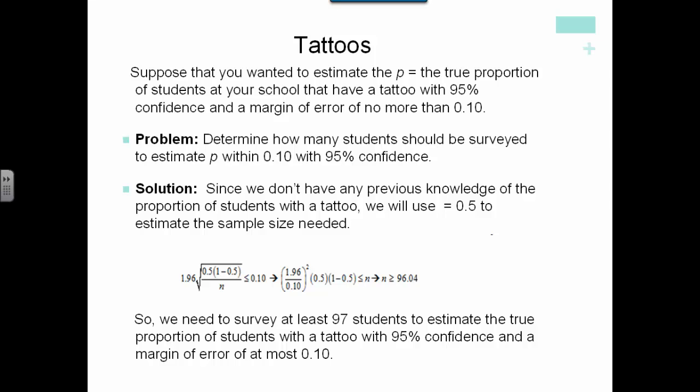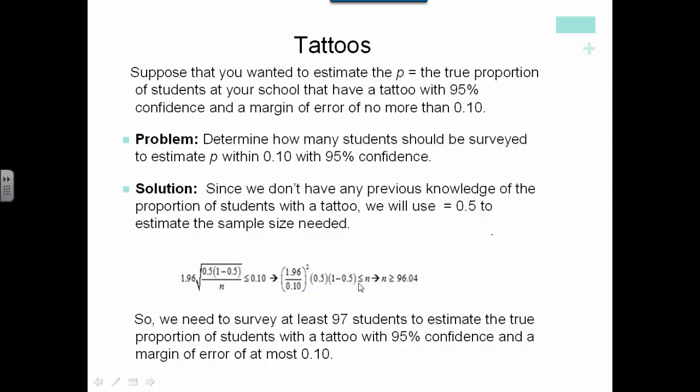Suppose you want to estimate p, the true proportion of students at your school that have a tattoo, with 95% confidence and margin of error no more than 0.10. Determine how many students should be surveyed to estimate p within 0.10 with 95% confidence. Since we don't have any previous knowledge of the proportion of students, we will use 0.5 to estimate the sample size needed. For a 95% confidence interval, we use 1.96 times the square root of 0.5 times 1 minus 0.5 over n, less than or equal to 0.10 for our 10%. Solve for n.